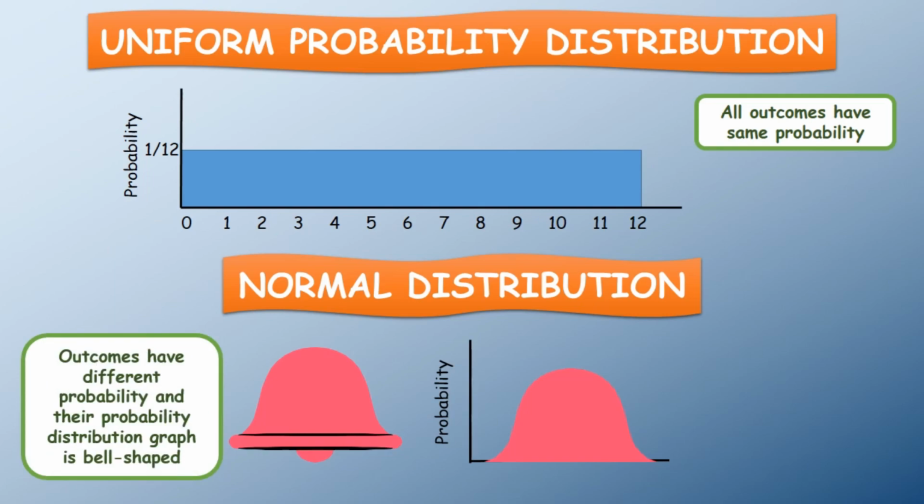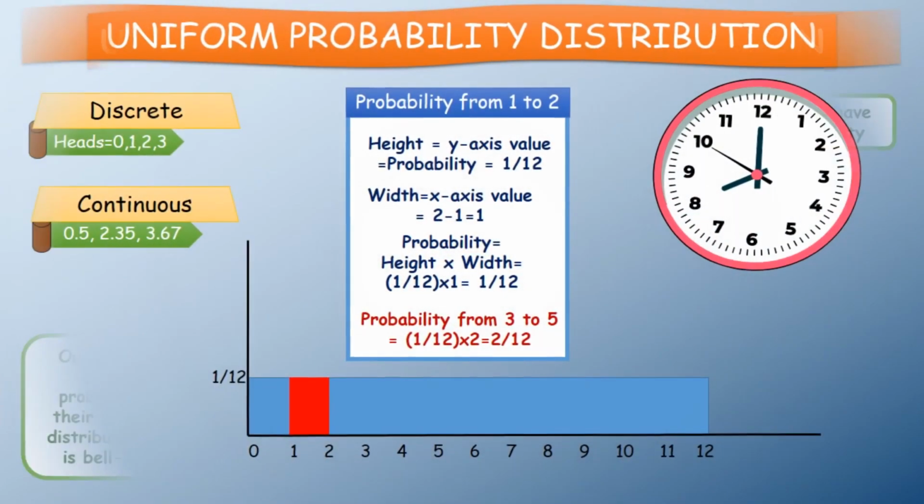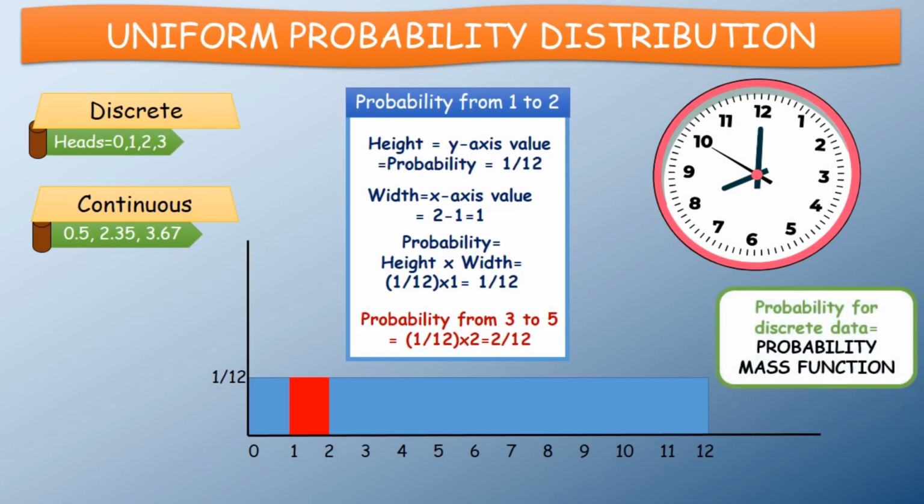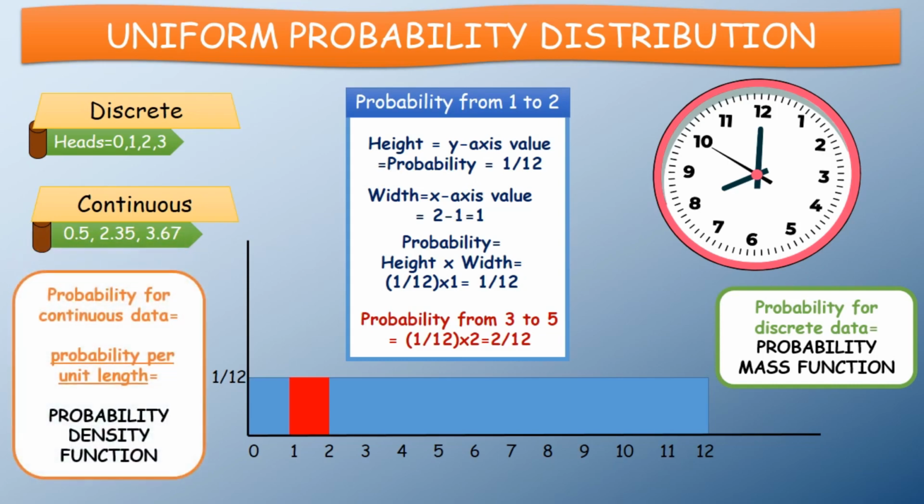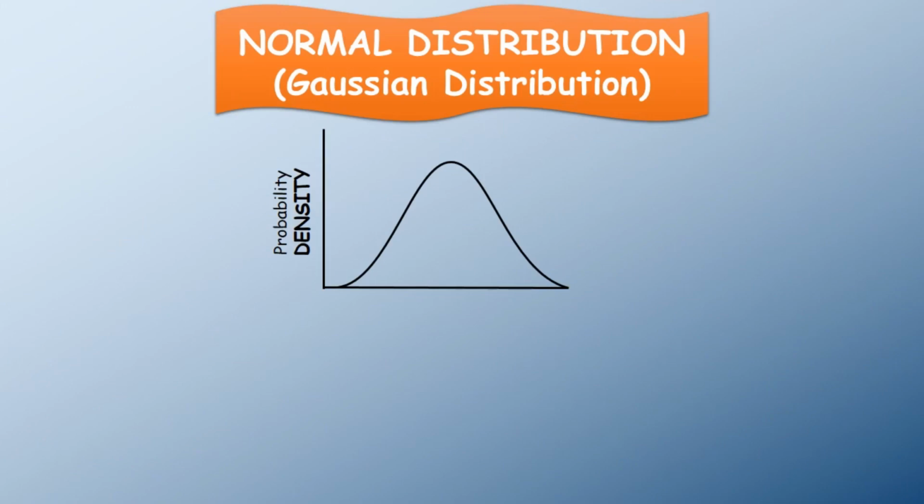Before I proceed, I wanted to mention one thing. In the last video, it was discussed that the probability function of discrete data is termed the probability mass function, and the probability function of continuous data is termed the probability density function, since in the case of continuous data, we calculate probability as probability per unit length. To avoid any confusion, I will mention probability density wherever applicable. Now, coming back to the normal distribution.